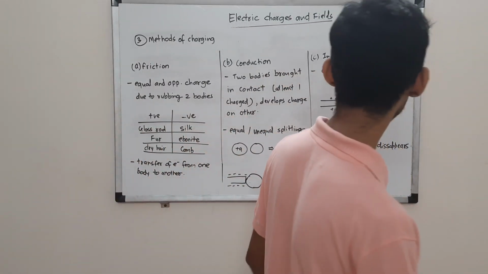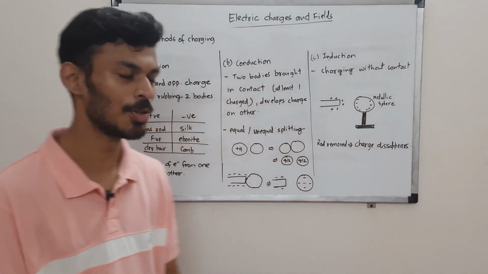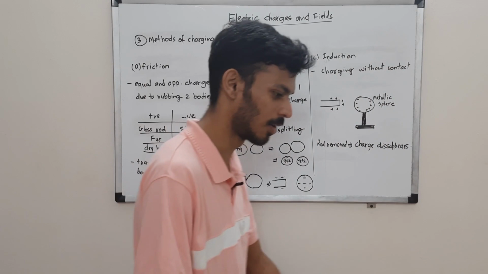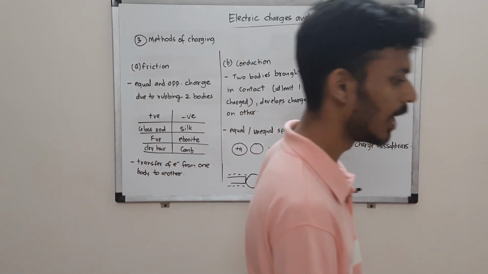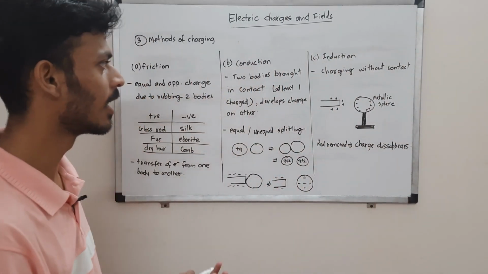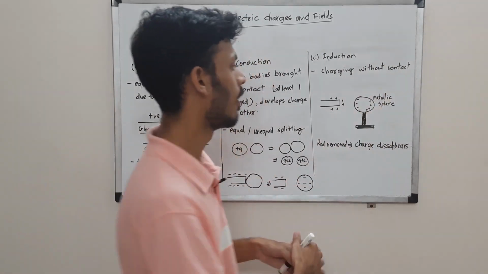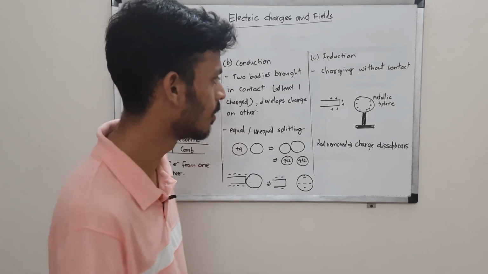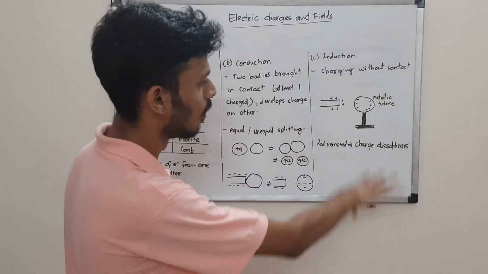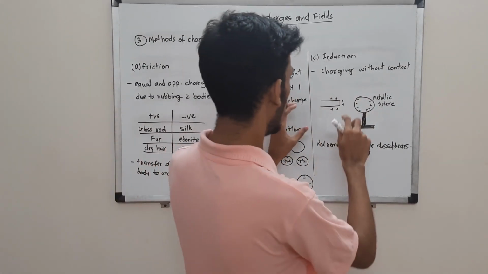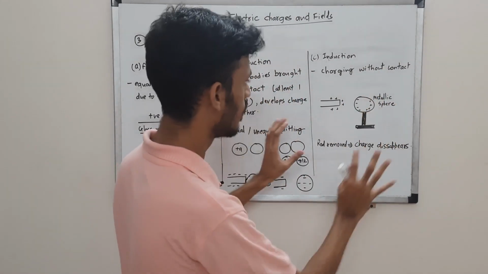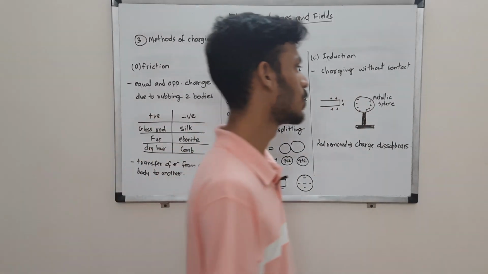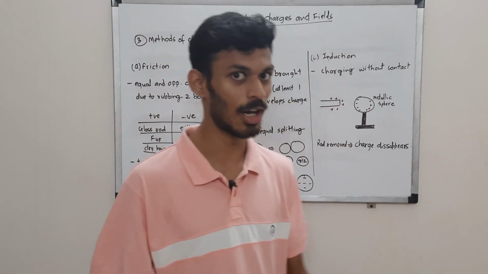Okay, let's come to induction. This is the one which we are going to use most. Induction is merely charging without contact. I'll give you an example. We have a metallic sphere placed on an insulating stand, so basically it does not allow the flow of charges to the ground. We have this setup, and we have this glass rod, positive. We bring it close to this metallic sphere. We don't bring it in contact, we bring it close.